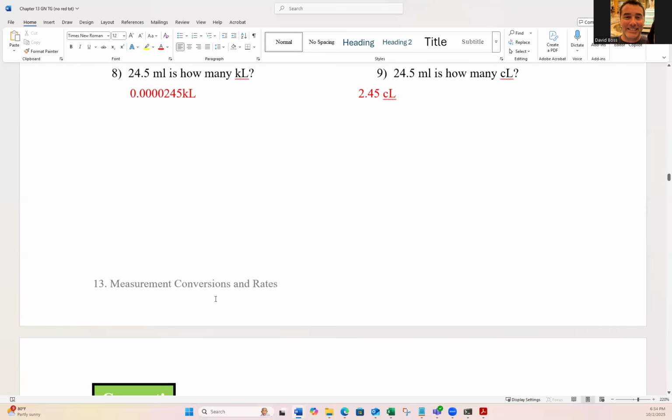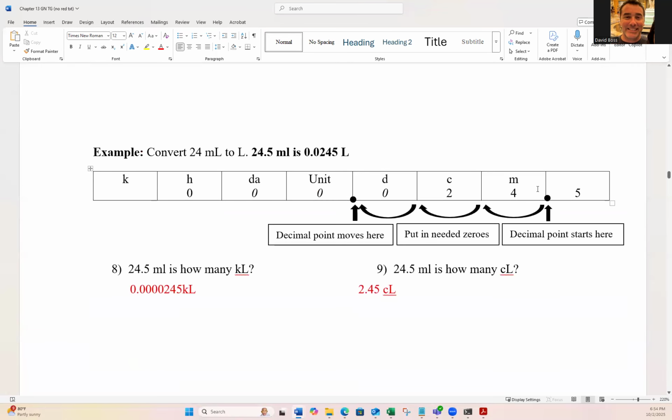So you just want to use this chart and move the decimal to the left or to the right. You put the decimal where you're starting and you move it to where you want to end. It should be at the bottom right corner of the box where you start, and then at the bottom right corner of the box where you're ending.